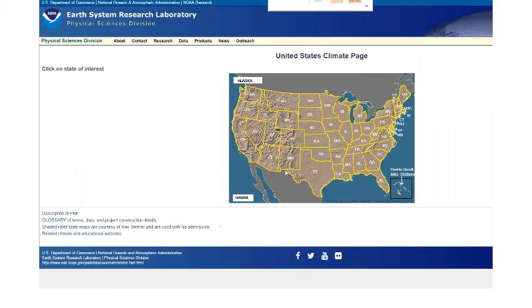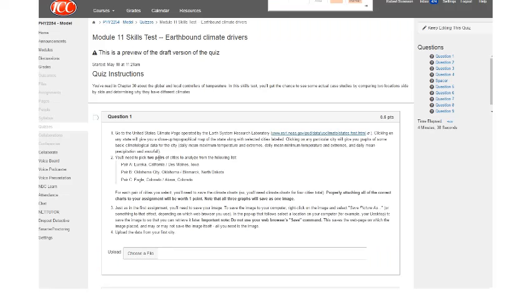It looks like a national map, and the instructions say you need to pick two pairs of cities. Eureka, California; Des Moines, Iowa; Oak City, Oklahoma; Bismarck, North Dakota; Eagle, Colorado; Akron, Colorado. You pick two pairs of those three sets of cities. And let me just show you what you're going to do then.